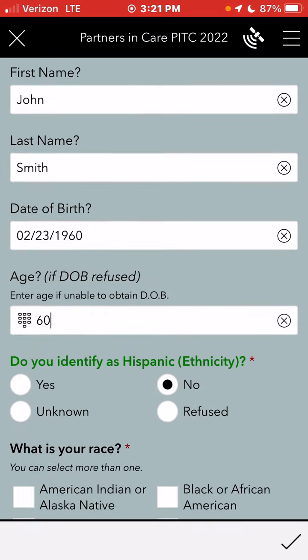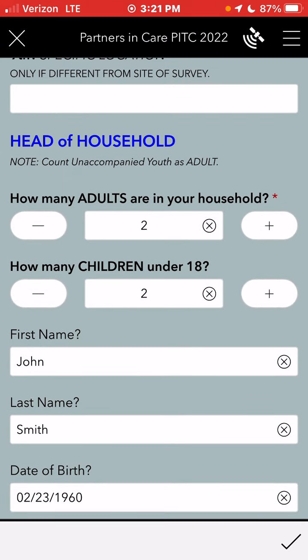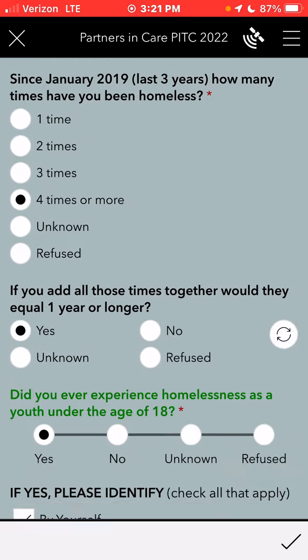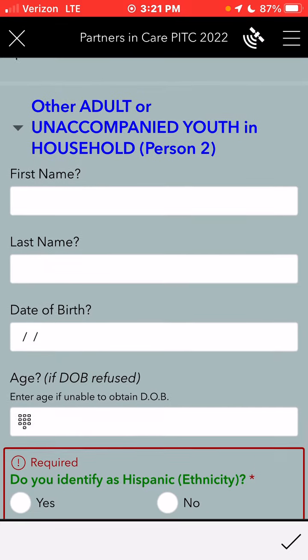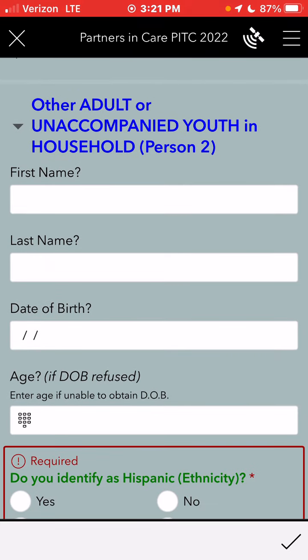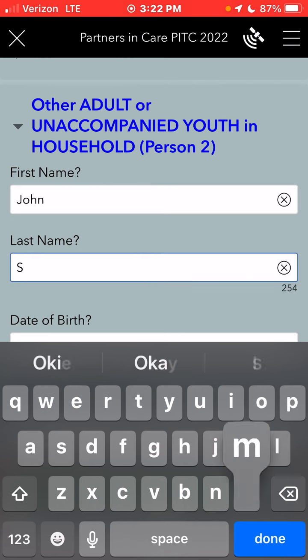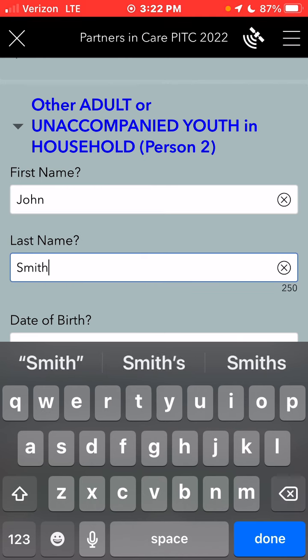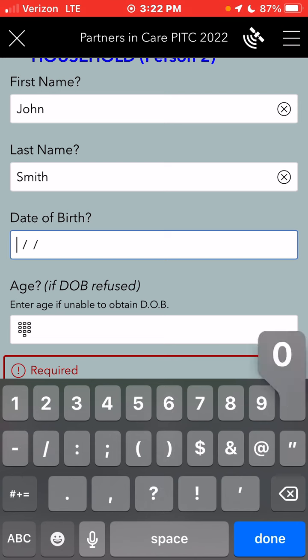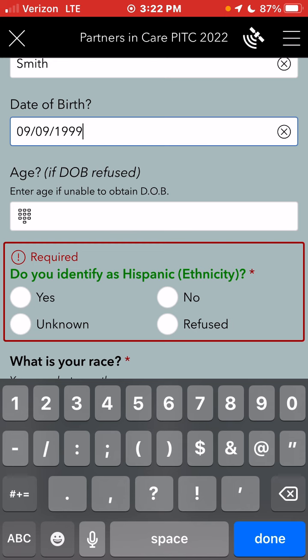Since at the beginning I checked that there are 2 adults in the household, now you will scroll back down and see that the other adult, or the person number 2, their survey starts here. So then you would type in their first name, their last name, and their date of birth. If they don't want to give you their date of birth, you can enter their age.